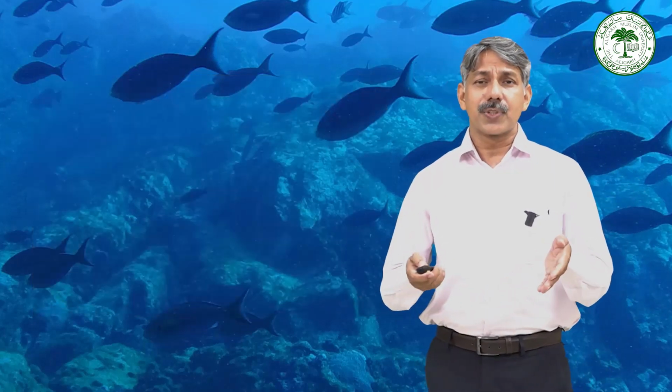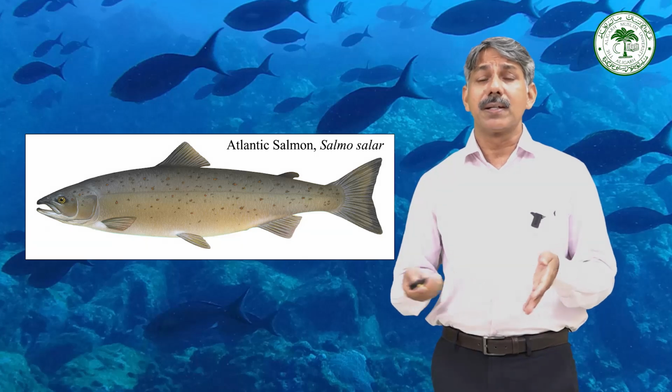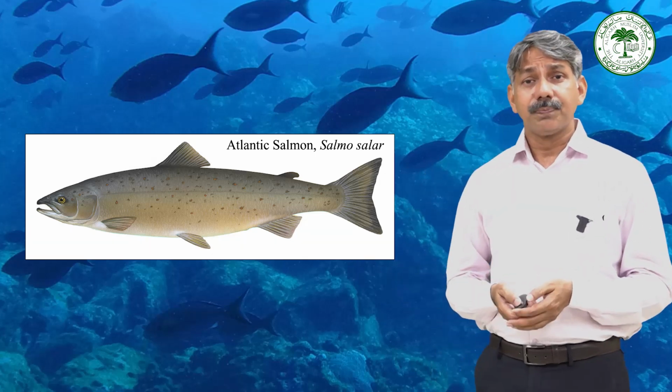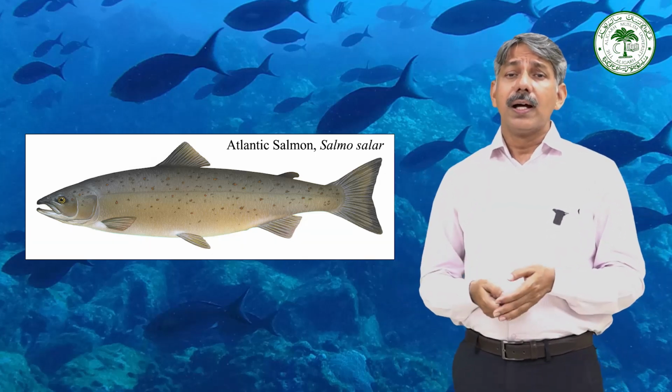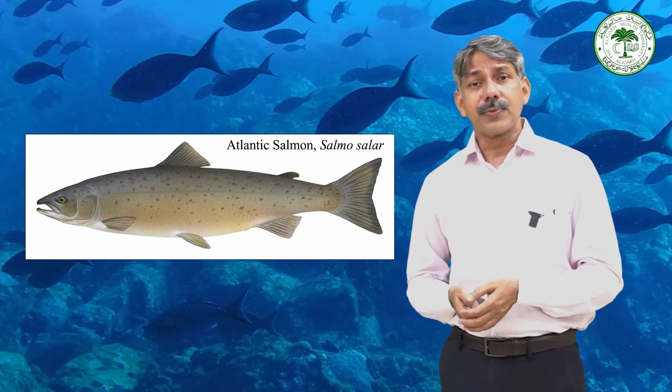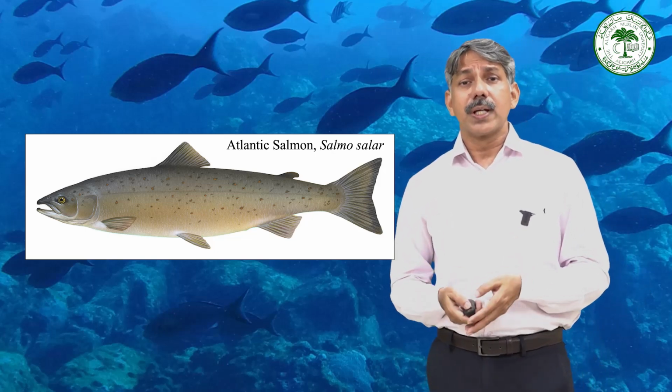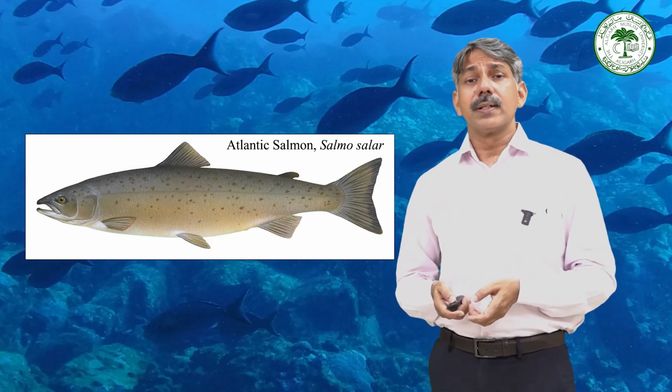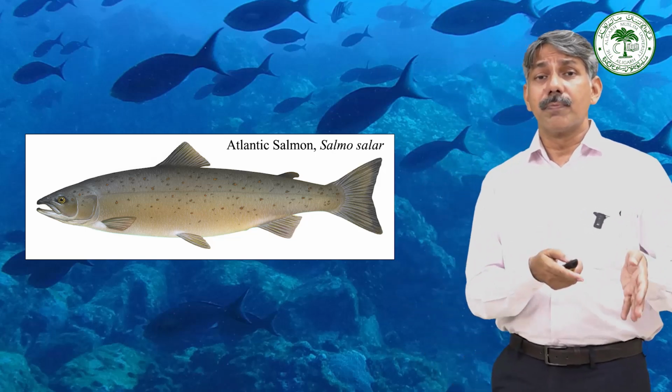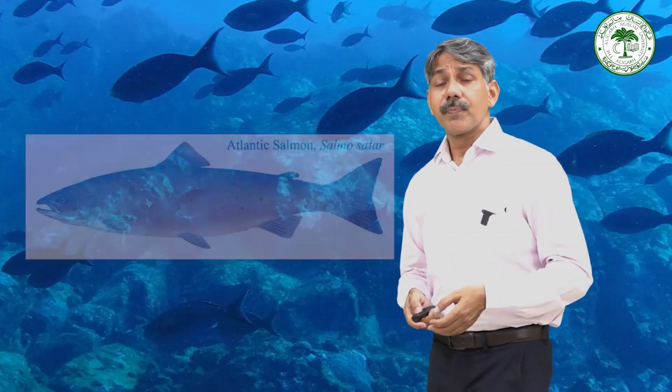Then we have Salmo salar, which is not raised in India, but in other parts of the world, Norway and elsewhere. This is one of the diadromous fishes. In fact, it shows anadromy. It lives in the ocean and then moves to the river for breeding.